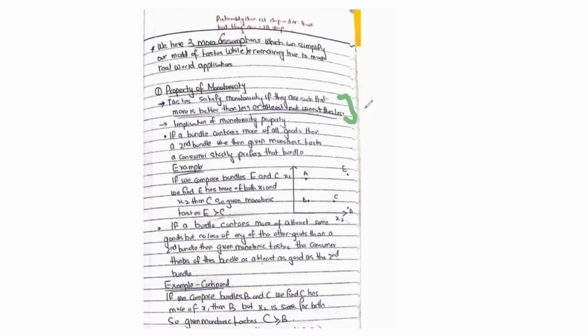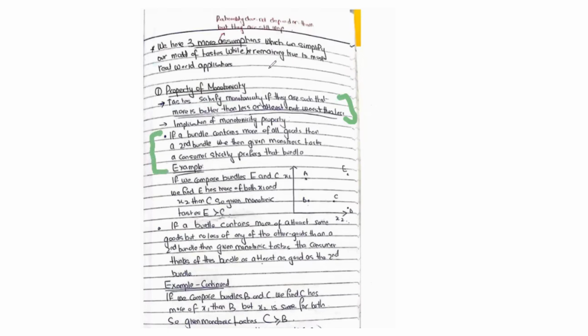Now, what are the implications of the monotonicity property? Let's look at the first implication. It says that if you have two bundles, and one bundle has more of all goods than the second bundle, then given monotonic tastes, a consumer strictly prefers that bundle.